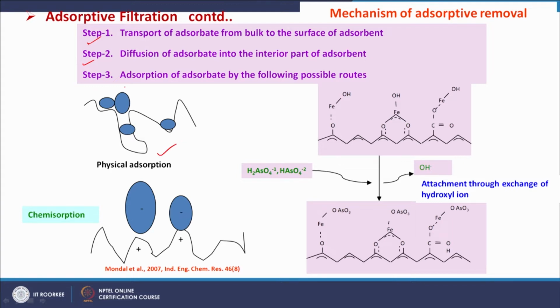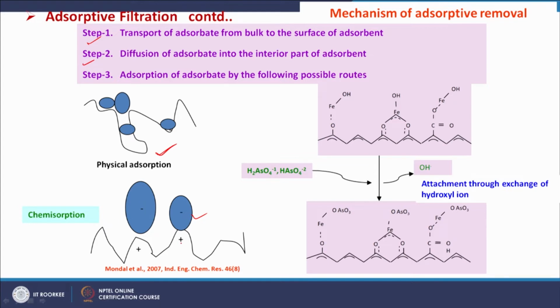Then the third step is adsorption of the adsorbate by possible routes, that is physical adsorption or some chemical adsorption. The pollutants come to the surface of the adsorbent, where the surface has some active sites, say positively charged active sites, and if our adsorbate is negatively charged, then they will be chemically attracted and attached like this. This is chemical adsorption or chemisorption. Similarly, a negatively charged surface and positively charged ions can also be chemically adsorbed.